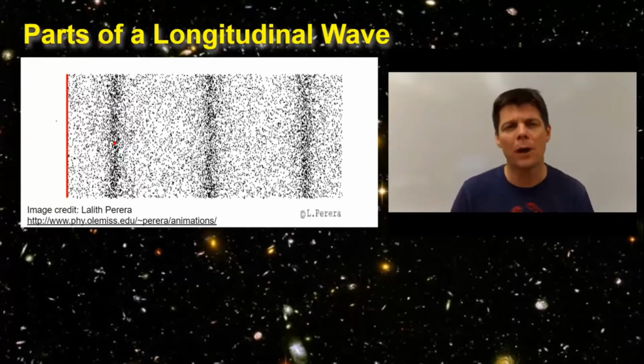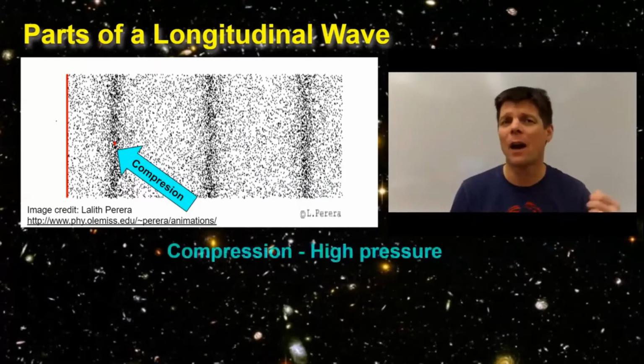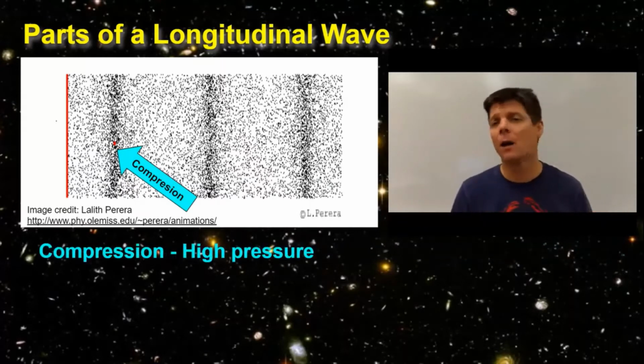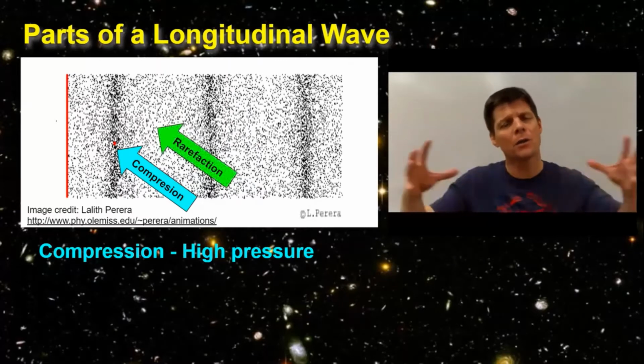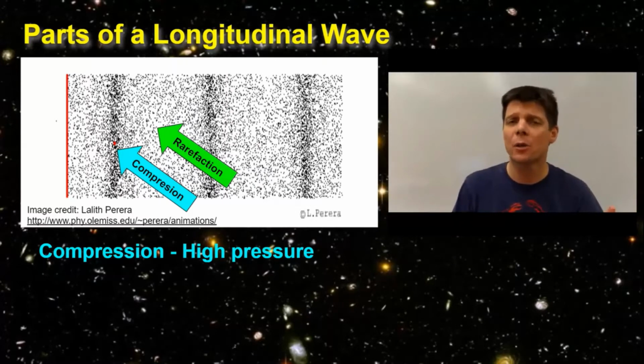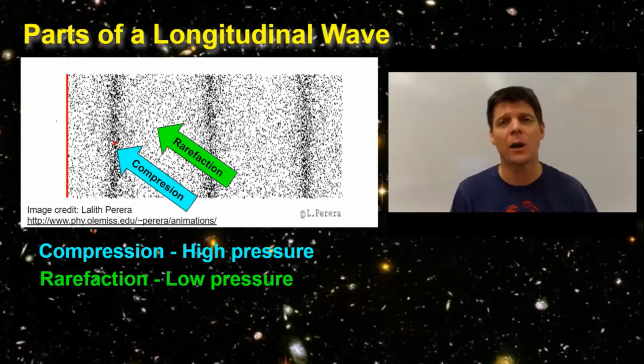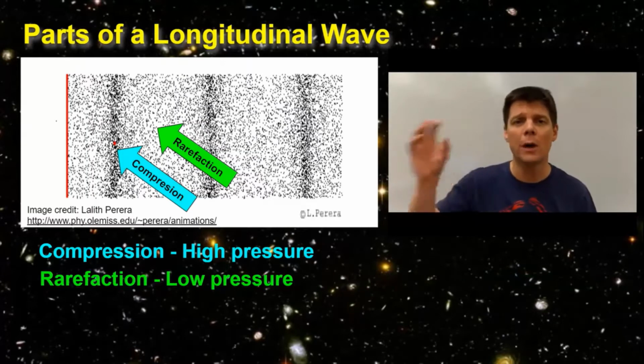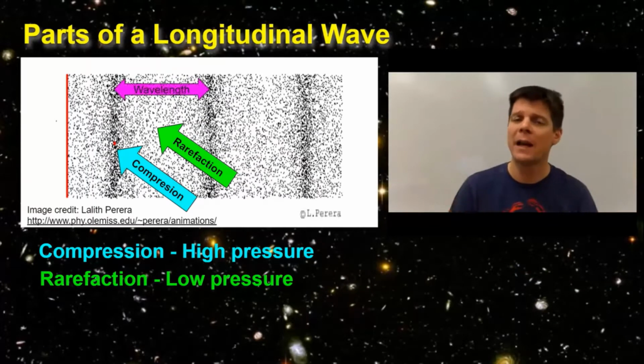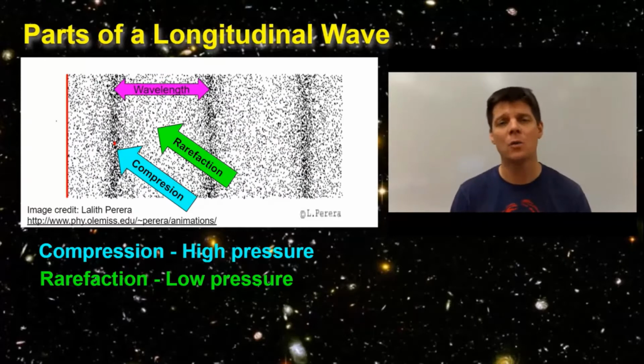An area of compression is where the particles are closer together. This creates an area of high pressure. An area of rarefaction is when the particles are more spread out. This is going to create an area of low pressure. Now the distance between one compression to the next, that is the wavelength of a sound wave.